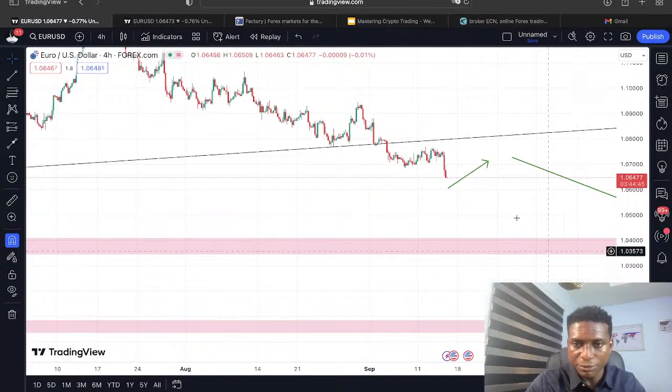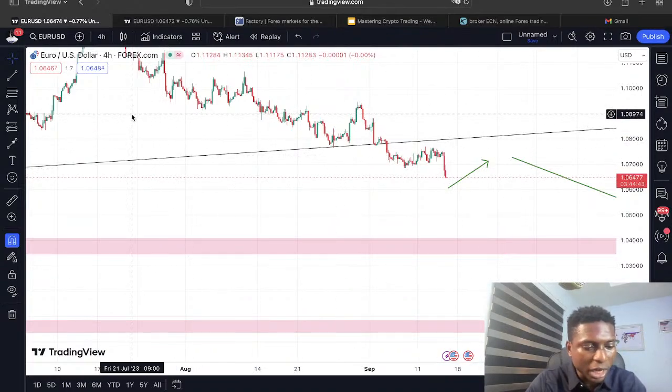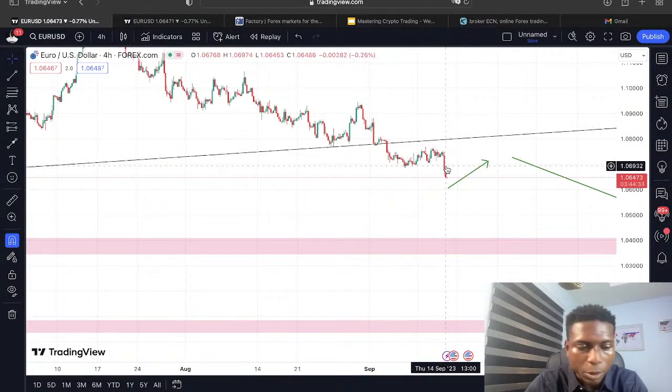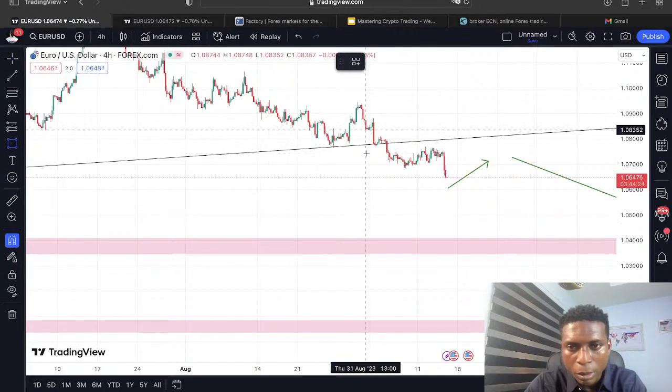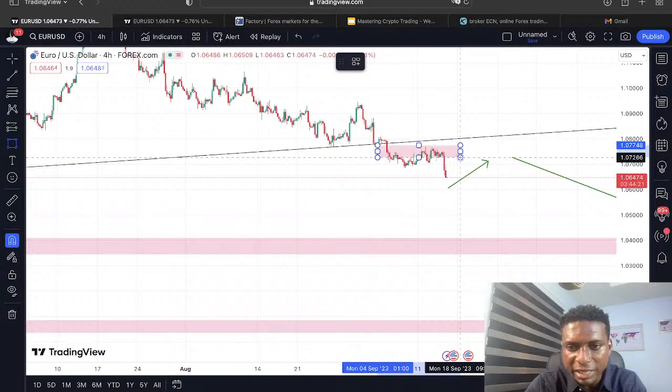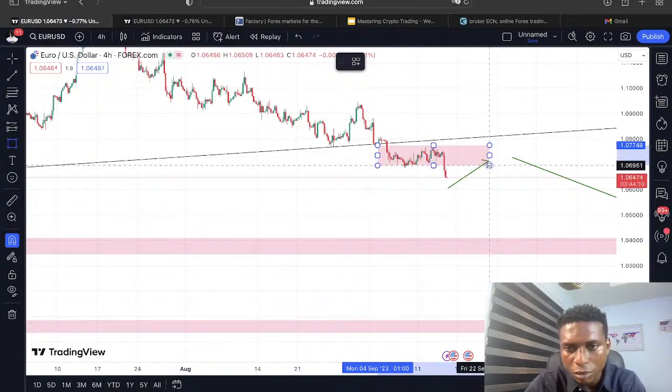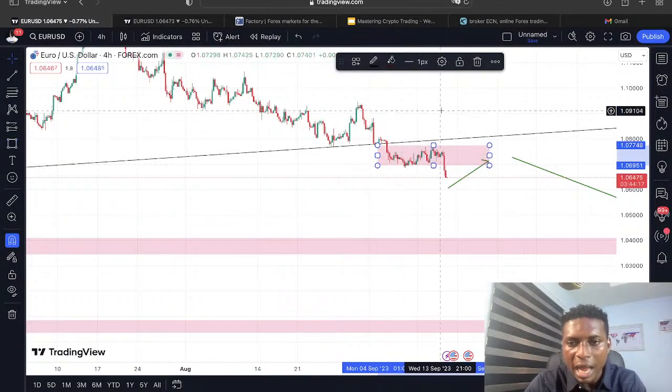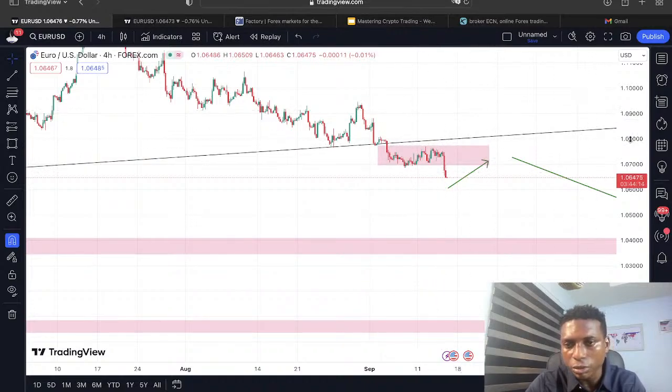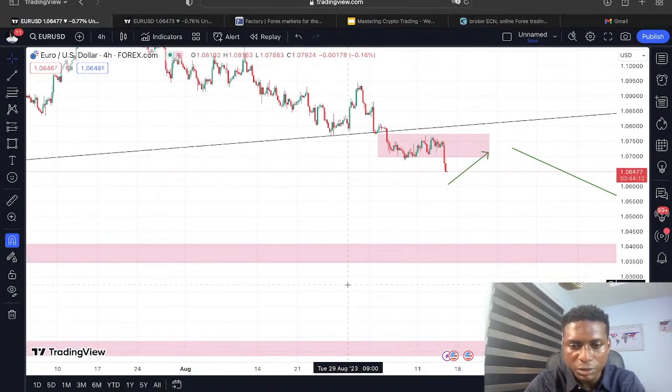Because if you look at it closely, look at what you will find. Price consolidated here, and finally a breakout occurred. Can you see that?